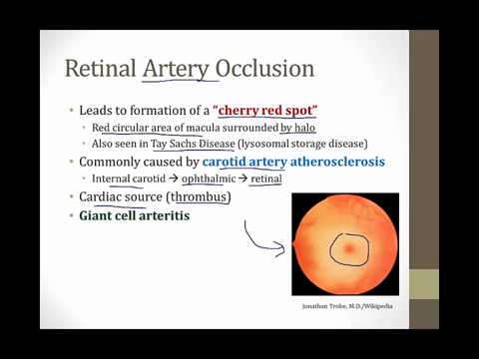And then finally, a rare cause of retinal artery occlusion is giant cell or temporal arteritis. I talk about this in the vasculitis video in the immunology section, but this disorder involves inflammation of the blood vessels that supply the face and the head, and it can involve inflammation of the ophthalmic artery that can lead to occlusion of the retinal artery.